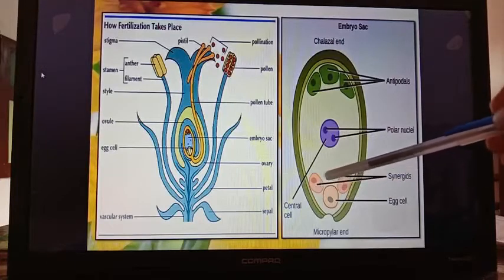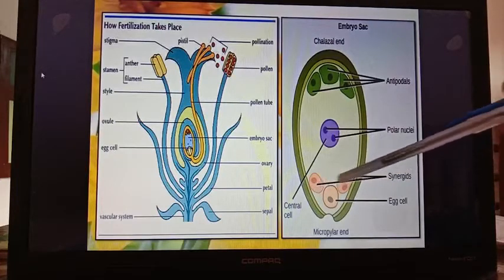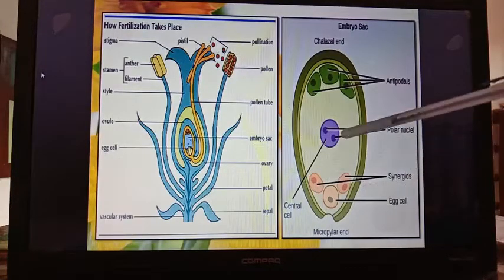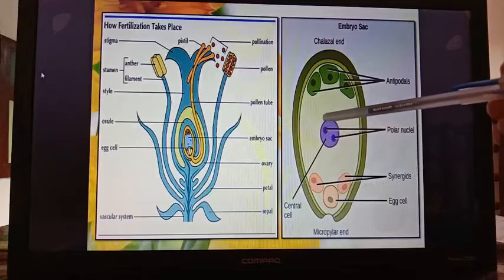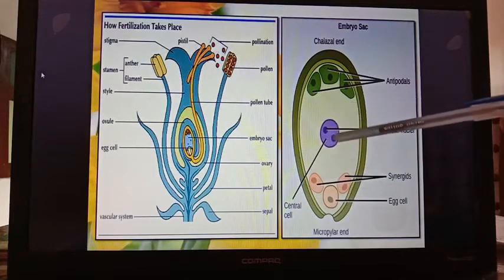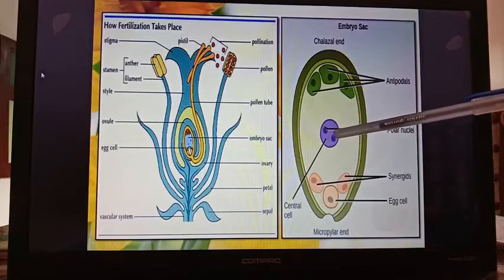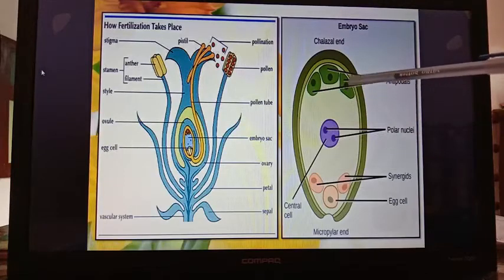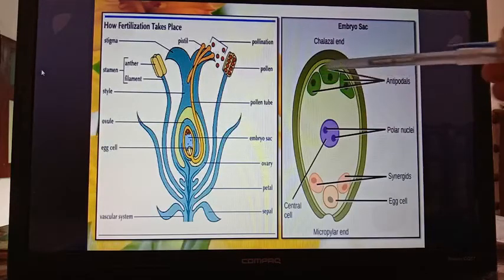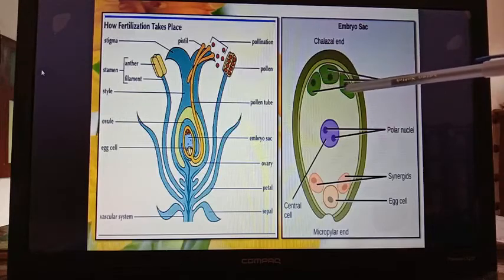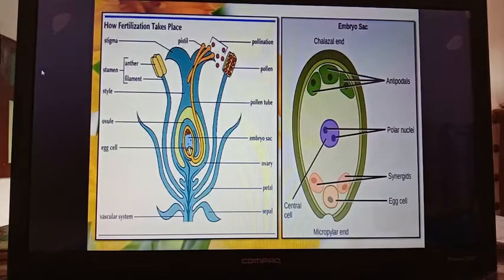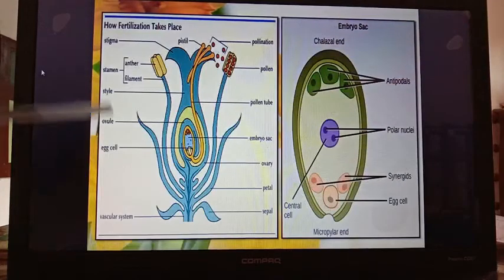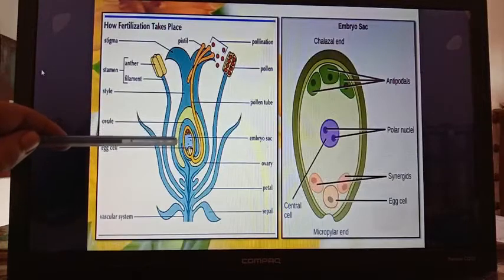Beside the egg cell, two cells are there which help in fertilization. They are known as synergids. At the central position of the embryo sac is the central cell, inside which two nuclei are present, known as polar nuclei. At the opposite end of the micropylar end, three cells are present, known as antipodal cells. So this is the structure of the embryo sac, which is situated inside the ovule.